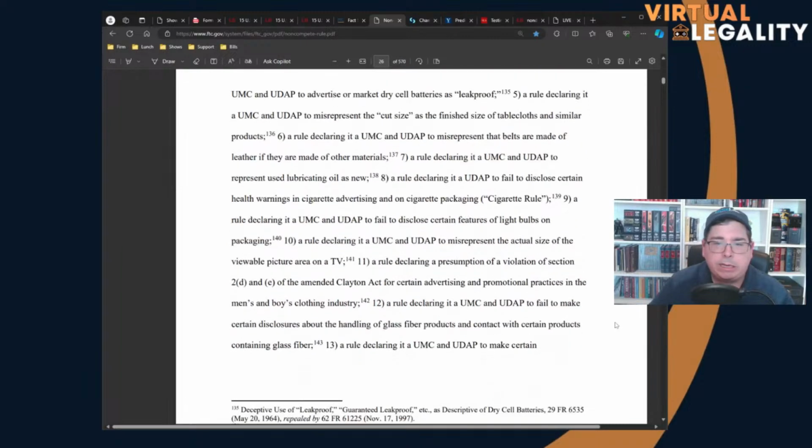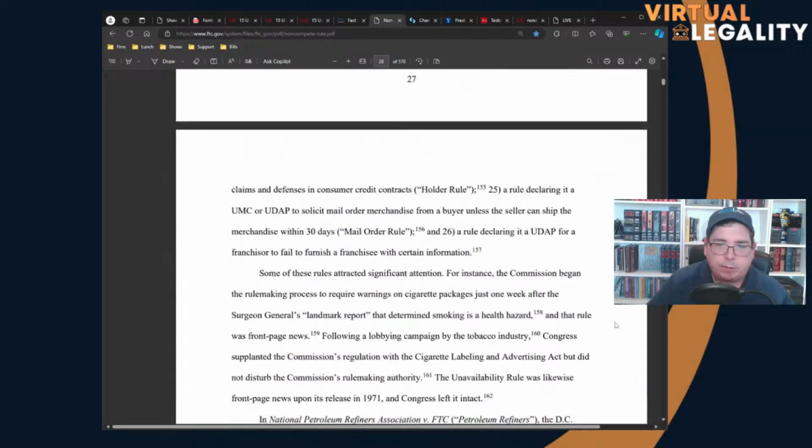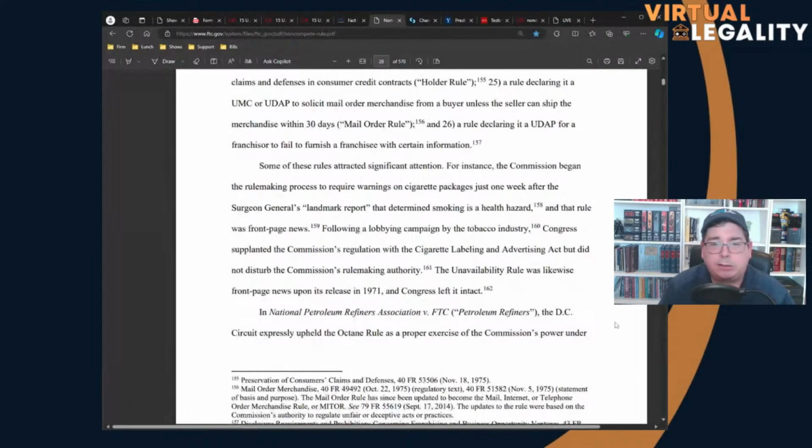A rule declaring it a UMC to make certain misrepresentations about transistors and radios. And we go for paragraphs and paragraphs and paragraphs. Some of these rules attracted significant attention.